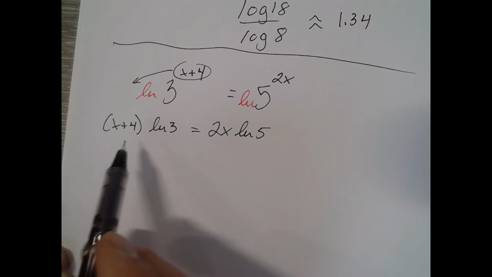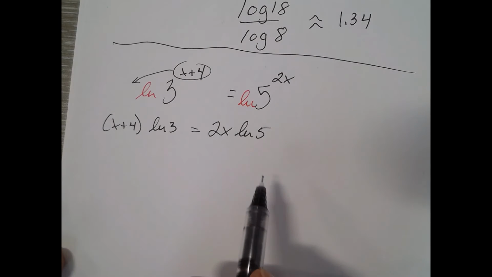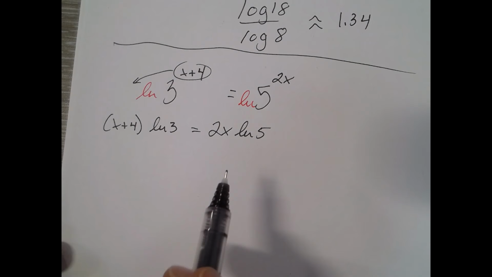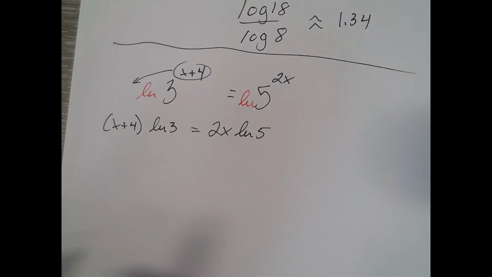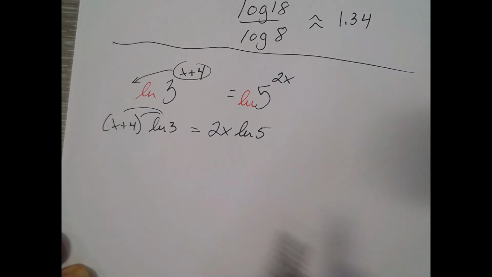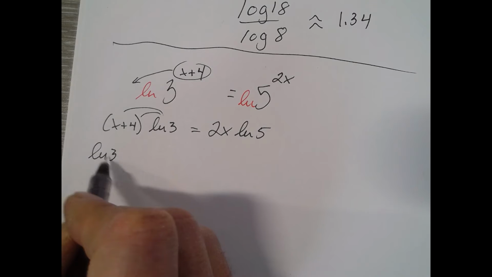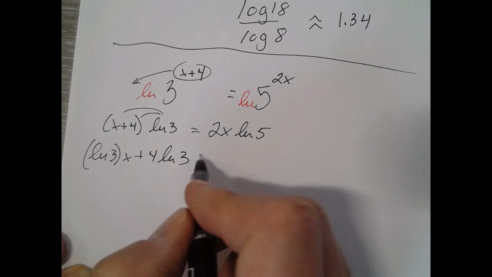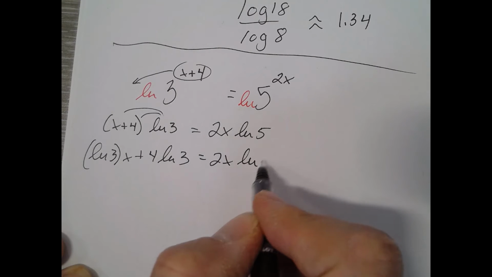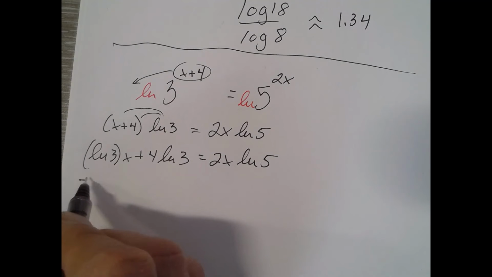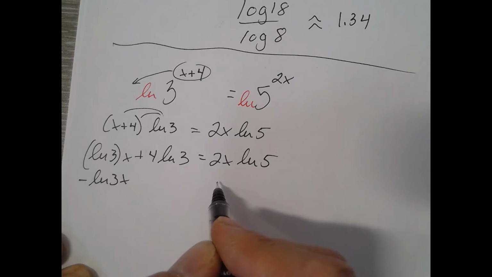Natural log of 3 is just a number. Natural log of 5 is just a number. So I'm going to show you how to do it, leaving them in exact form, like natural log 3, rather than change it to a decimal. And then I'll show you the decimal version. So right here, I'm going to distribute. So I have natural log of 3 times x plus 4 natural log of 3. We need to get all of our x's on one side, so that means I have to move this guy over to this side.